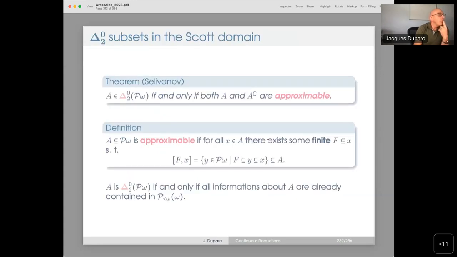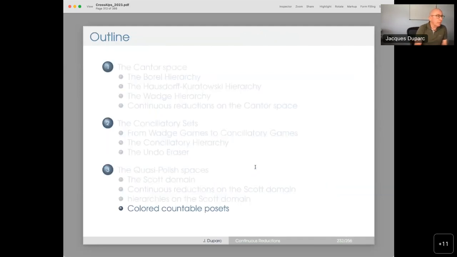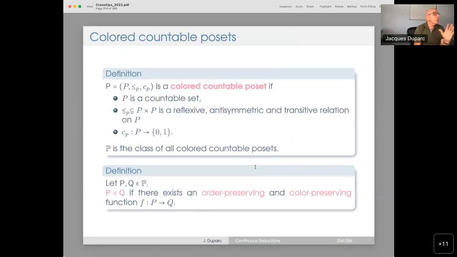So how was all this proved? Maybe I'm going to skip this, I don't have time, but I'm going to show you the core of the proof. We're going to use colored countable posets. A poset would be a countable set with an ordering on this countable set, and a coloring, where we only color with 0 and 1. 0 is for outside, 1 is for inside, of course. And I say, given two posets like this, P is below Q if there exists an order-preserving and color-preserving function from P to Q.